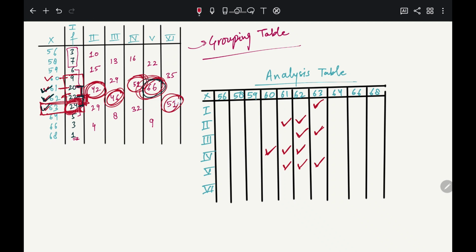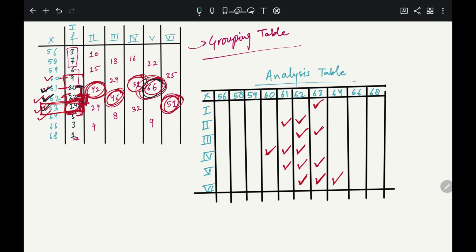Again, how did we get this 51? We were adding the values of this 22, 24 and 5. So the values are 62, 63 and 64. Now we have analyzed our table.